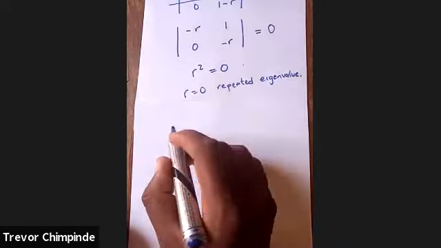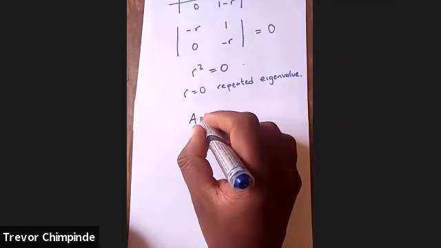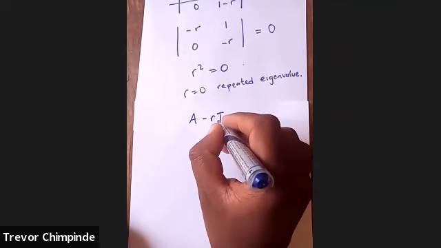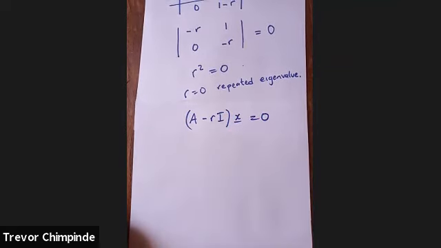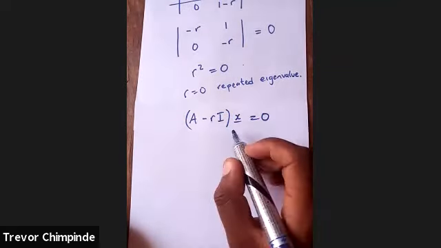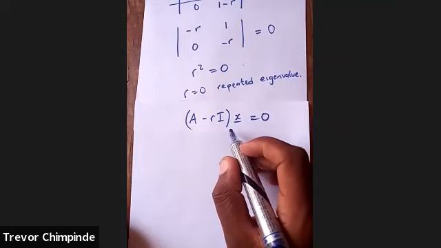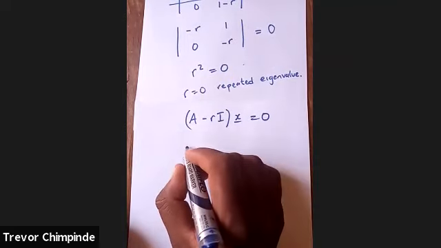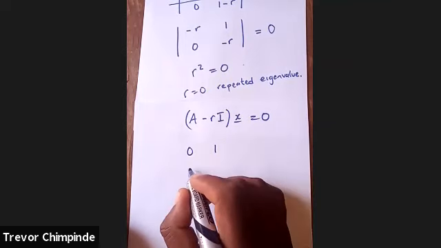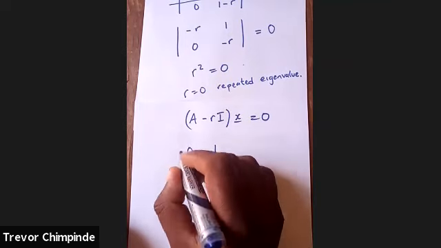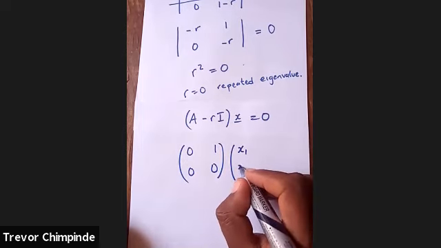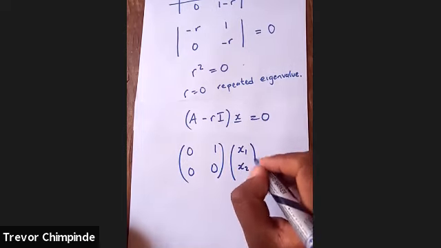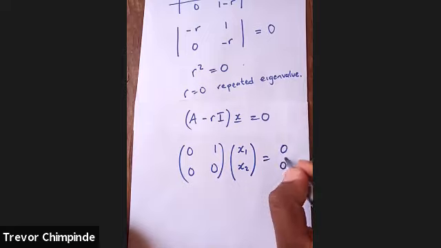So we solve for the eigenvectors. Again, for eigenvectors, we're solving (A minus RI) x equals 0. So in place of R, we've got 0. So it will be the matrix 0, 1, 0, 0, times x1, x2, is equal to 0, 0, right?